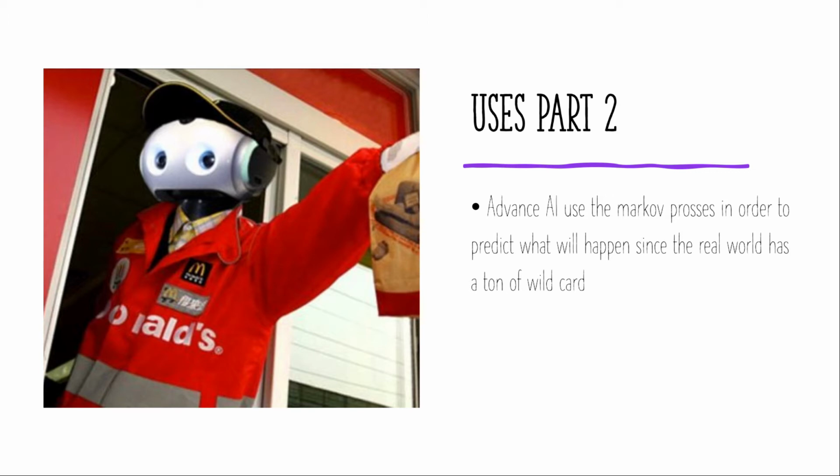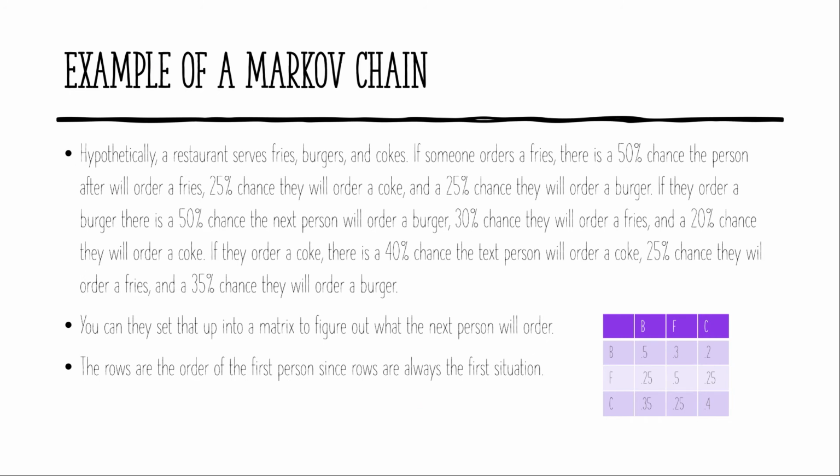Advanced AIs use the Markov process in order to predict what will happen since the real world has a ton of wildcards. As an example of a Markov chain, hypothetically, if a restaurant serves fries, burgers, and cokes, and a person orders a fries, there's a 50% chance that the person after them will also order a fry, 25% chance they will order a coke, or 25% chance they will order a burger.